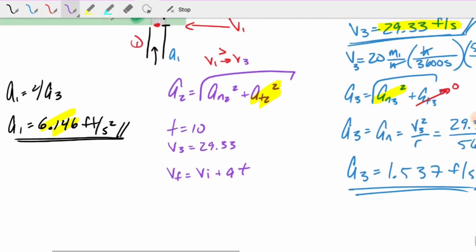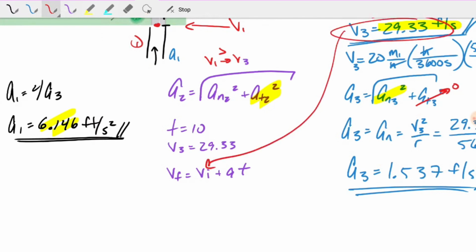I know that the V final is going to be V3. A lot of people are going to mess this part up. They're going to put it here, and that's not the right spot. Remember, it starts at V1, then it goes to V3. So that's what we're going to have as our final. So what we're really looking for is our initial velocity.